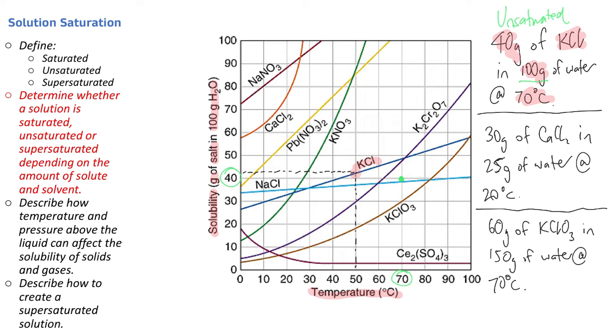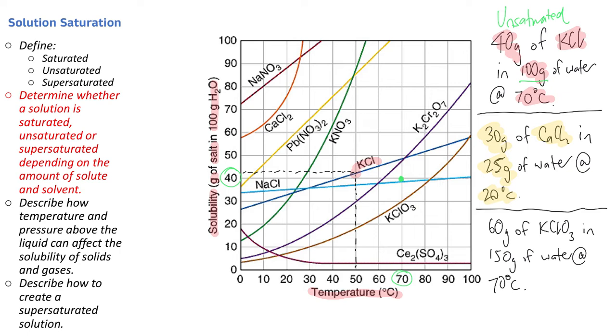Okay, unsaturated there. Okay, let's have a look at the next one. We've got 30 grams of calcium chloride in 25 grams of water at 20 degrees Celsius. So the important thing to see is that this is not in 100 grams of water anymore, right? So this is only in 25 grams of water. So if it's 25 grams of water, we might convert that into what that would be if it was 100 grams of water.